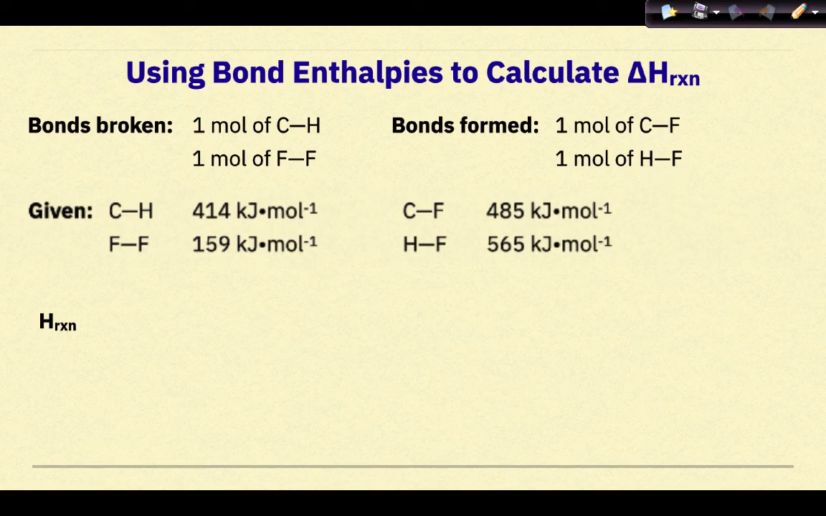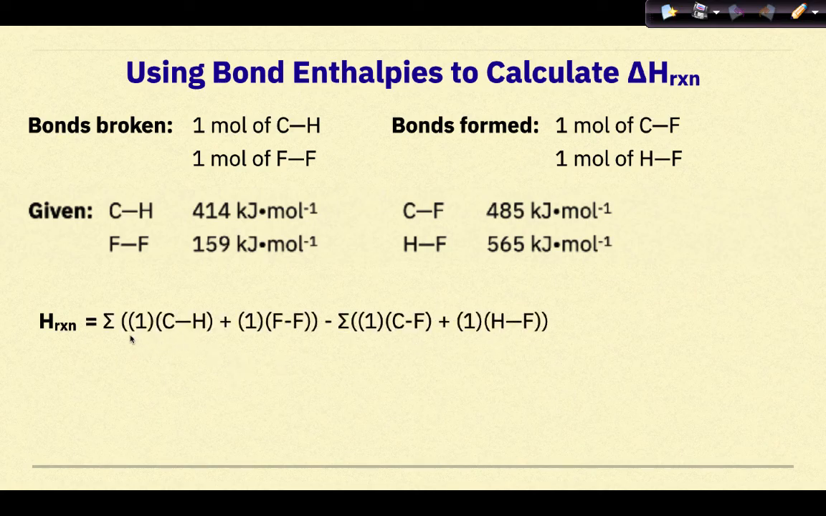Then you would look up these values using your textbook of the bond enthalpies for each of our situations, and then what you are going to do is take the sum of the bonds broken minus the sum of the bonds formed. So if we wrote this out, we'd have 1 mole of CH, 1 mole of FF, and these are my bonds being broken. And then we'd have 1 mole of CF and 1 mole of HF being formed.